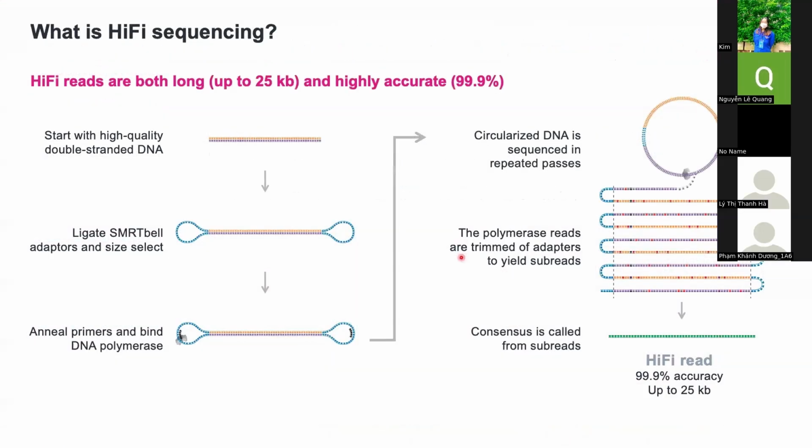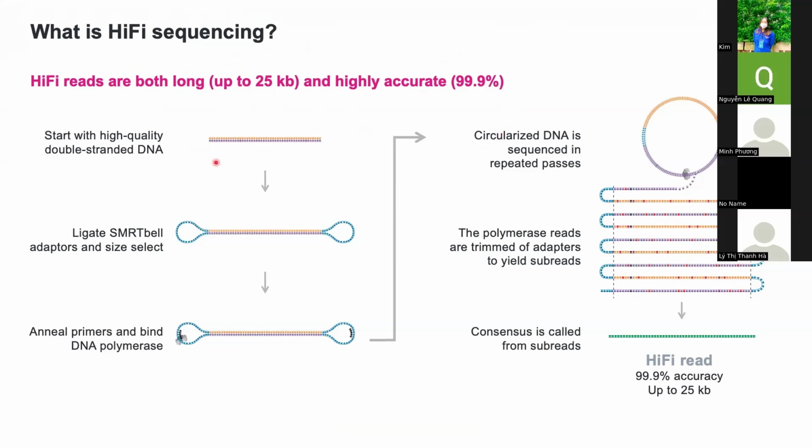Just to go into some of the basics of our long read sequencing. Today our topic will be mainly focused on long read. The basis of our long read sequencing is called HiFi sequencing. HiFi sequencing generates reads that are both long, up to 25 kilobase pairs, and highly accurate, up to 99.9% accuracy.